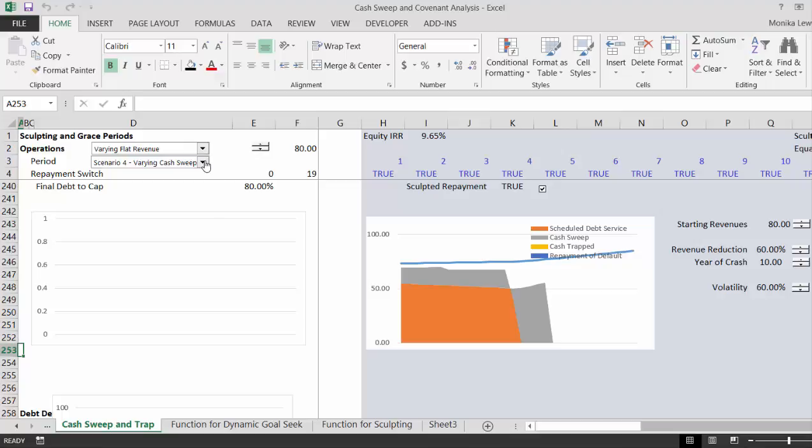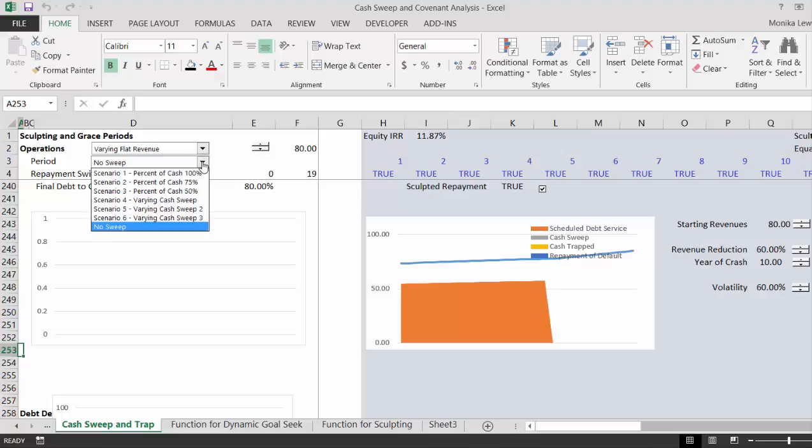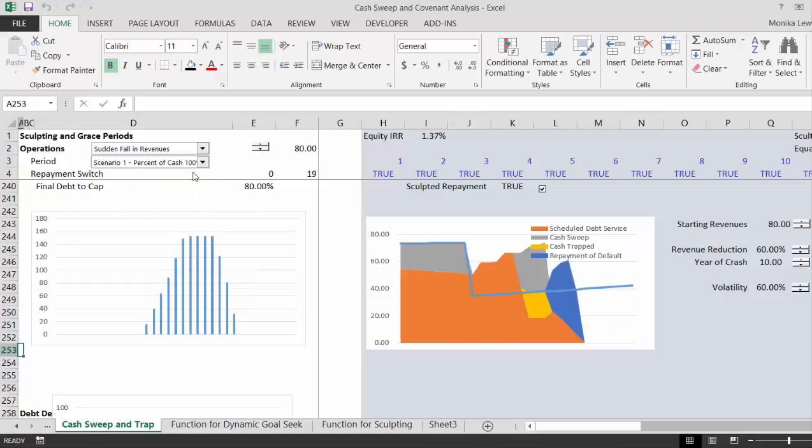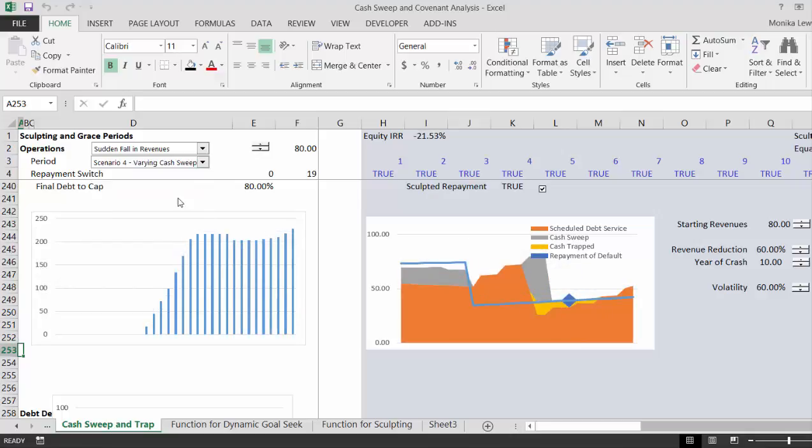Okay, now if we have no cash flow sweep, oh, we have just flat revenues here. Excuse me, it's not very interesting yet. Let's put no sweep, and let's now move it to a sudden fall in revenues. And this one, without a sweep, we have a default. With 100% sweep, we're able to repay the default. It's a beautiful piece of art here, isn't it? If we had a varying cash flow sweep, we'd actually have a default.